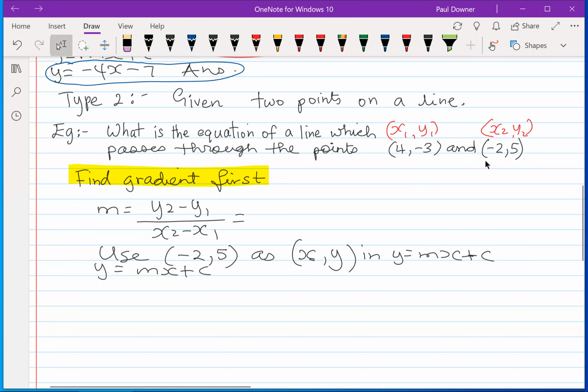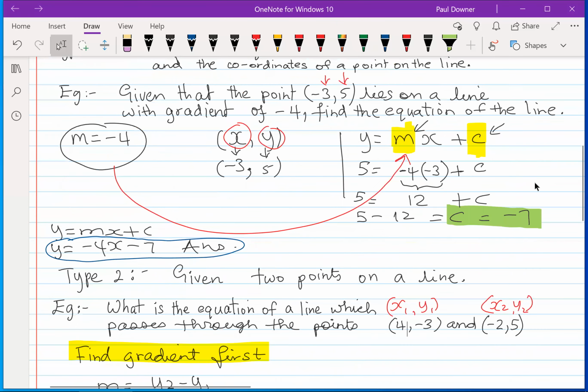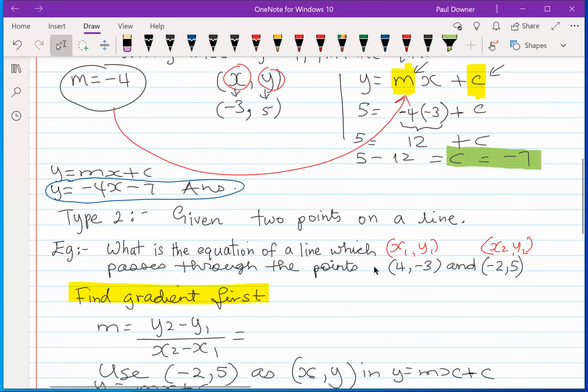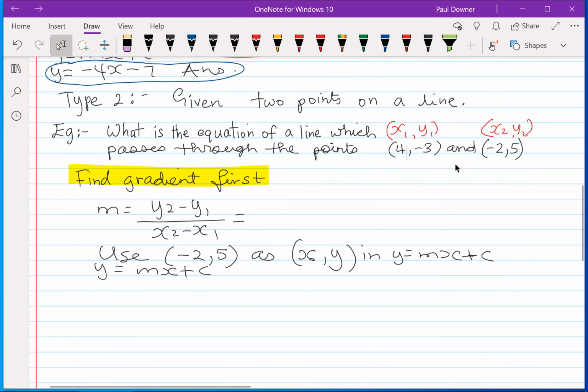Now, if you observe in the last question, they gave us the gradient. See, the gradient was minus 4. In this question, they did not give us the gradient. But as you know, to write the equation of a line, you must have the gradient. If they didn't tell you, it means you have to work it out. So let's go to finding our gradient first.